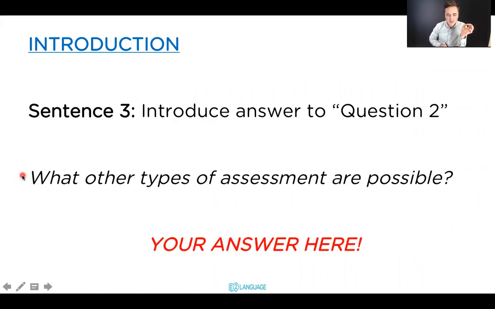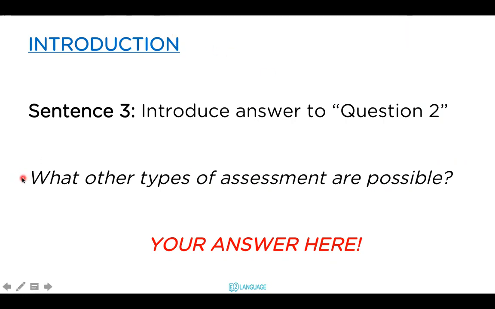Introduce the answer to question 2, which asked, what other types of assessment other than formal examination are possible? You have 2 minutes to write this sentence. Don't write anything else, just answer the question. Other types, i.e. not formal assessment, not formal exam, rather.